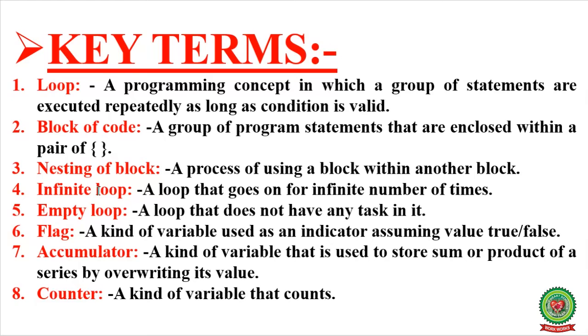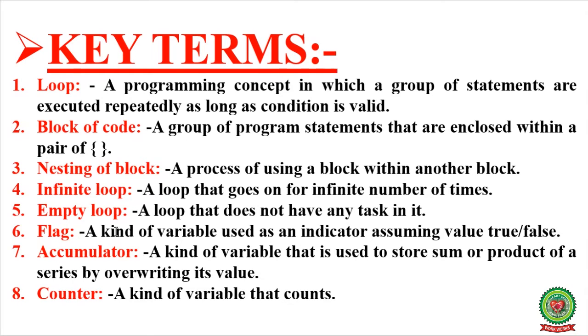Number 4, infinite loop. As the name suggests, infinite means that it doesn't end: a loop that goes on for an infinite number of times. Number 5, empty loop: a loop that does not have any task in it. Basically, this loop is used for wait or delay purposes.